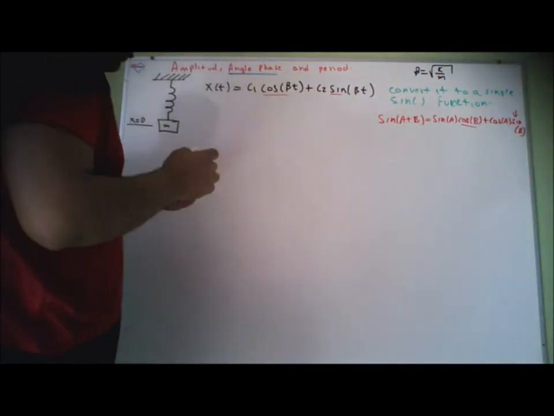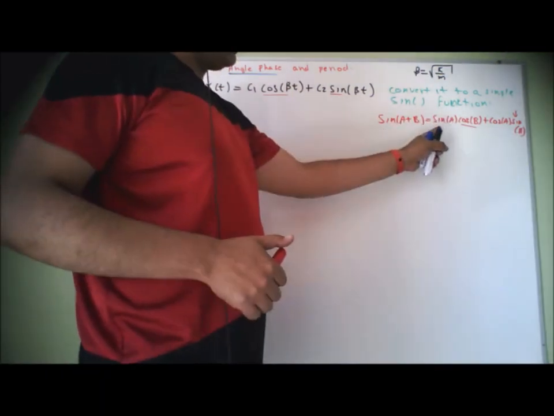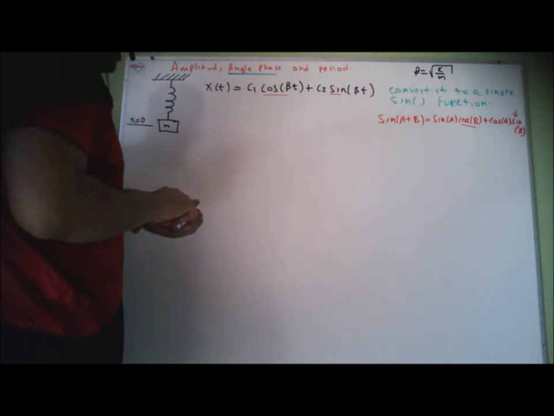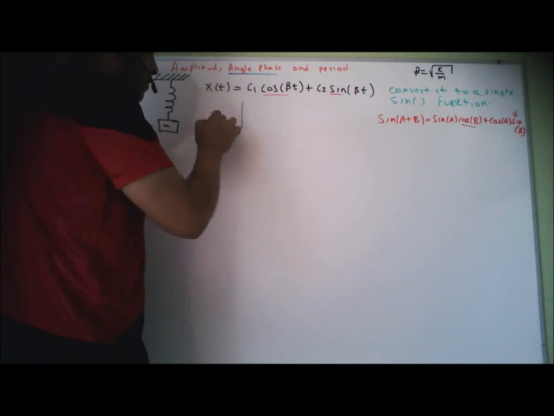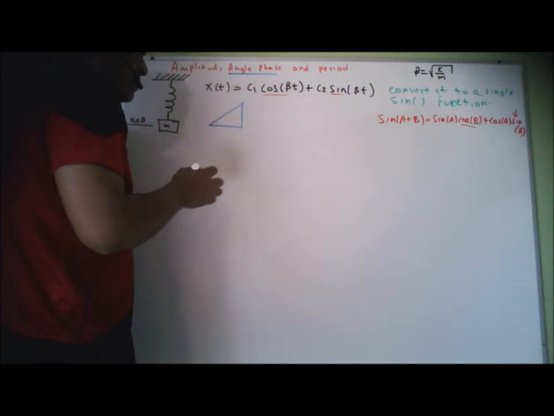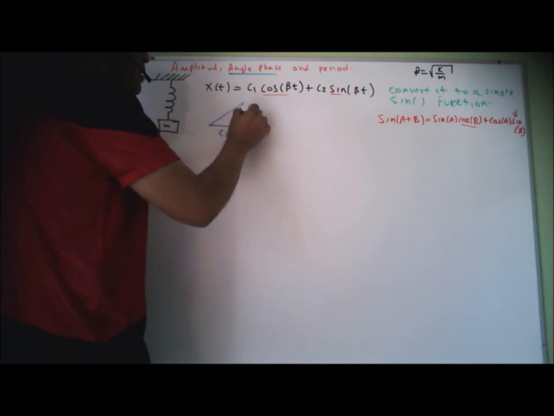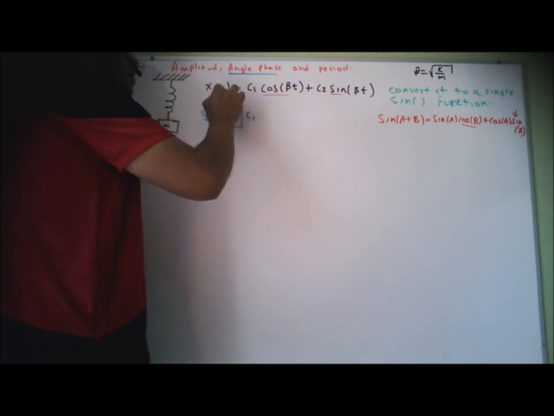So how are we going to transform C1 and C2 into the sine of A and the cosine of A? Okay, let's do this. Let's assume that you have a triangle here, and here is your C1 and here is your C2. Of course, the hypotenuse is going to be the square root of C1 squared plus C2 squared.